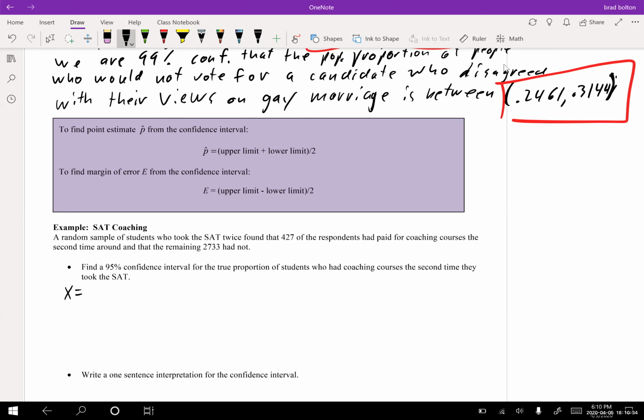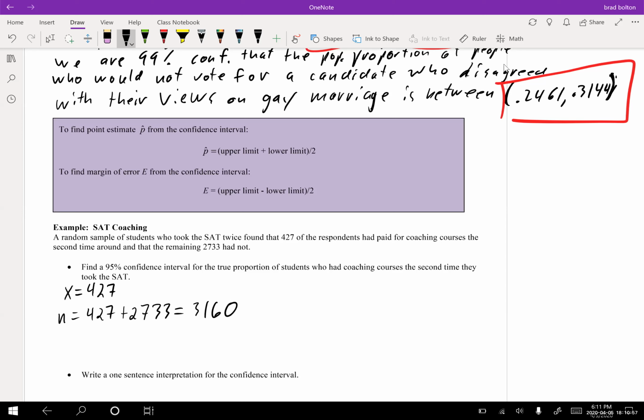We know that X is worth 427. Those are the ones that got coaching the second time around. We know that N is worth what? Well, you got to take a second. There's 427 that took coaching, and there is 2,733 that did not. So that's a total of 3,160 if you add those up, I believe.